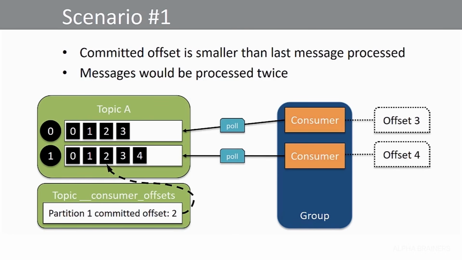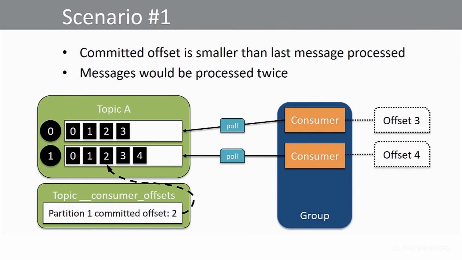So in __consumer_offsets, it says that for partition number 1, the committed offset is still 2. So it hasn't done that yet, and then something happens to that consumer. It crashes, it fails, it gets a network disconnect, something happens, so it can no longer talk to Zookeeper or read information from the Kafka brokers.